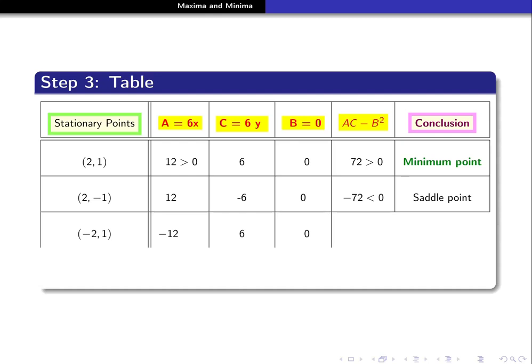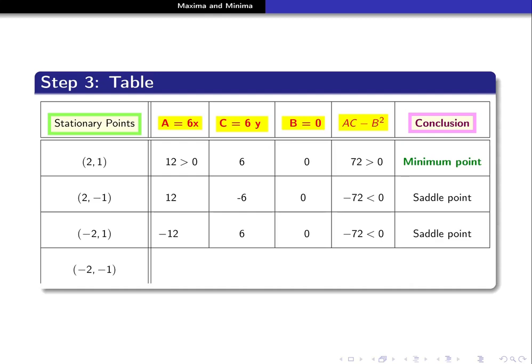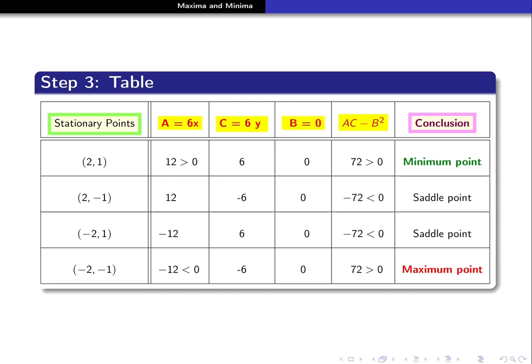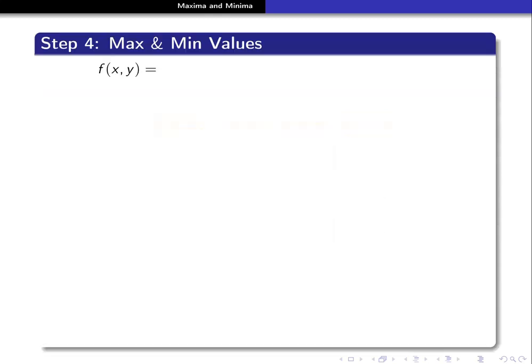For (-2, 1), A is negative and AC minus B square is negative, therefore it is also a saddle point. So (-2, -1), therefore A is negative and AC minus B square is positive, therefore it is a maximum point. So from this we know that the maximum point is (-2, -1) and the minimum point is (2, 1).